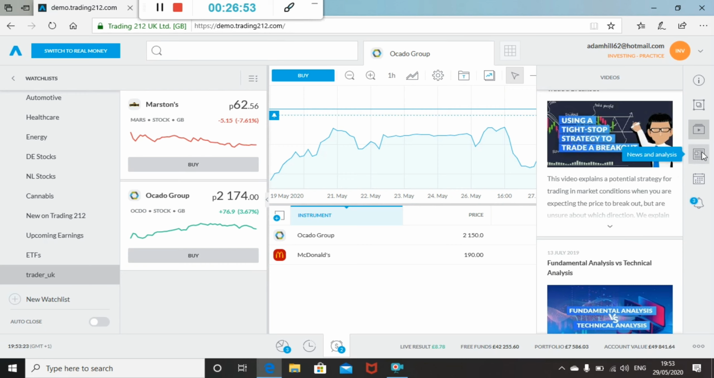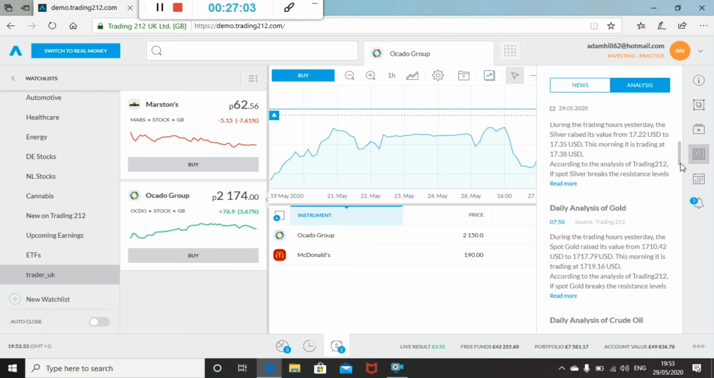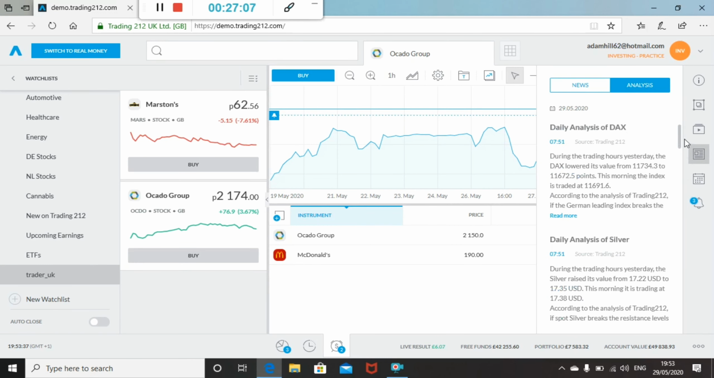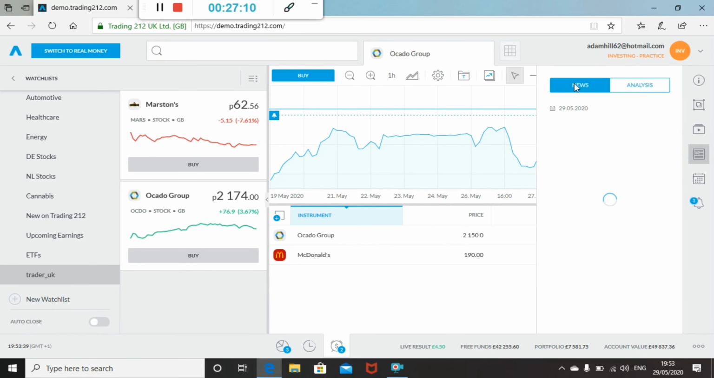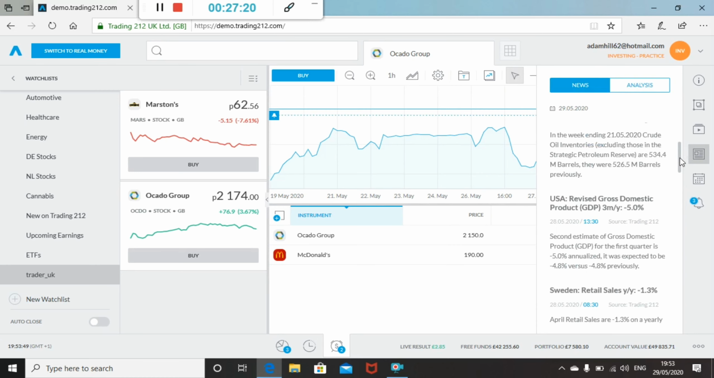Then below this, we have news and analysis. If we click on this one, it's exactly what you would expect. They have daily analysis of different markets, of silver, of gold, etc. And you can work your way through that if it's something you invest in, crude oil, different currencies as well. And then the news tab. This is more for economic news. So GDP for Canada, crude oil, rather than specific companies.